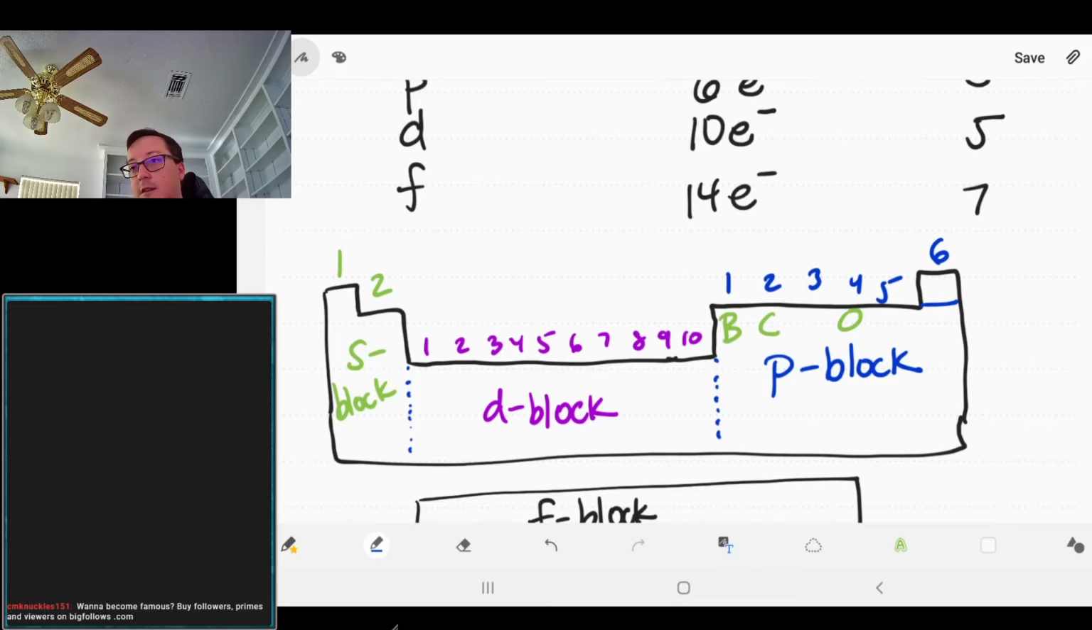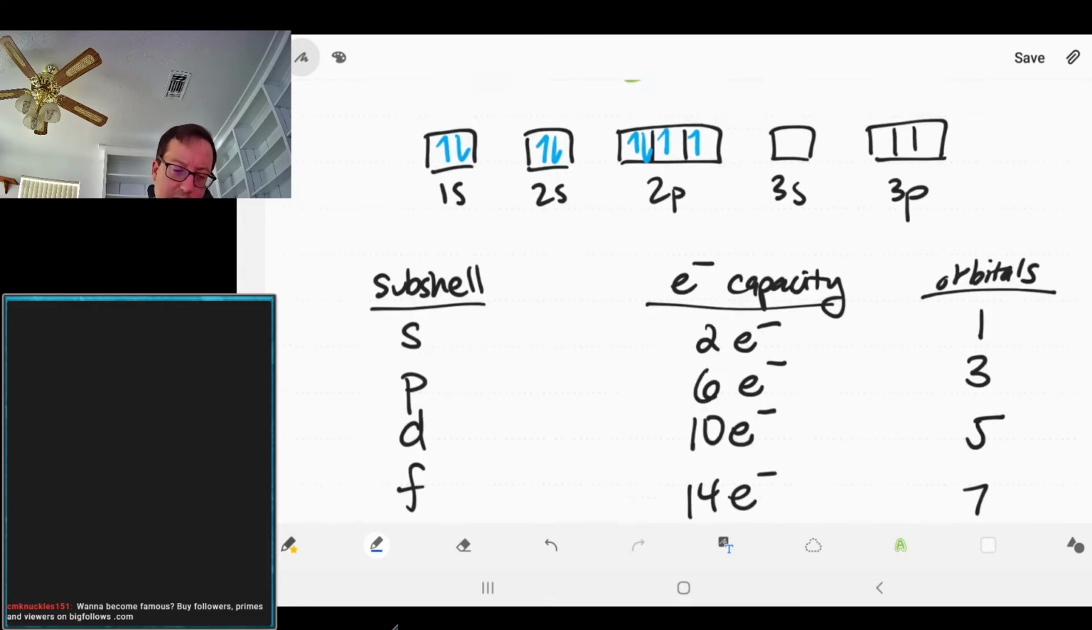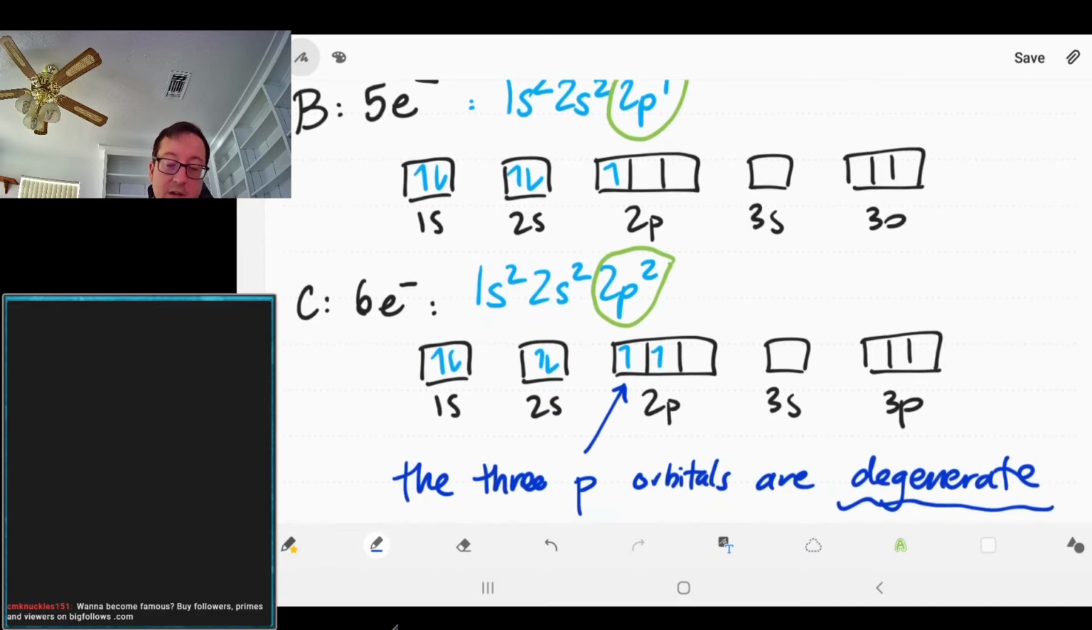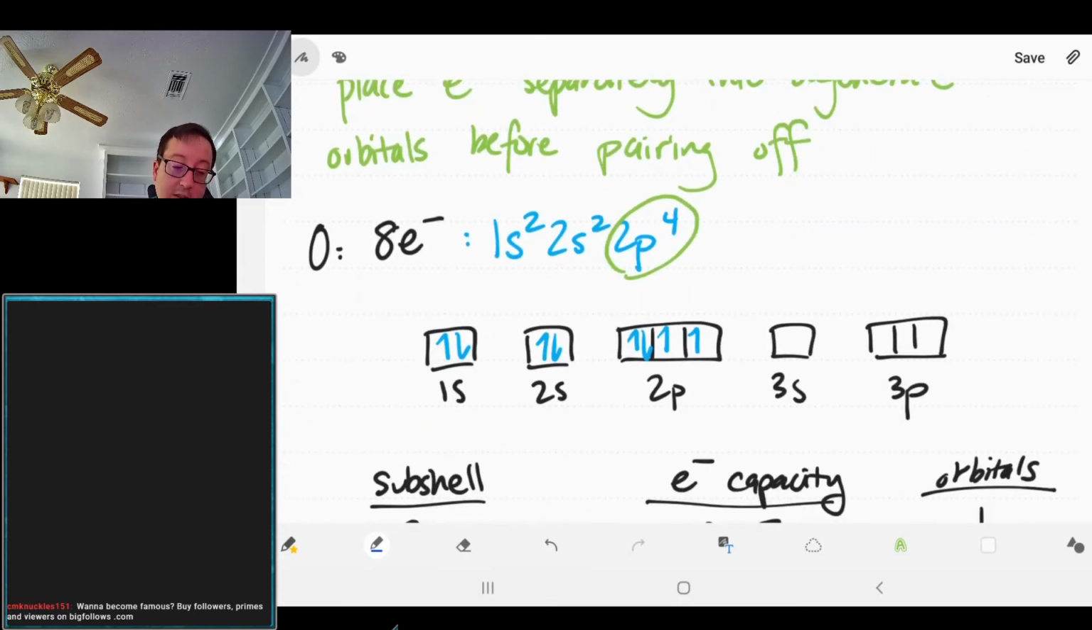Notice also that boron was in the first column of the p block, carbon was in the second column of the p block, and oxygen is in the fourth column of the p block. And if we look at those again: boron 2p1, and boron was in the first column. Carbon 2p2, carbon in the second column. Oxygen 2p4, oxygen's in the fourth column. Interesting.